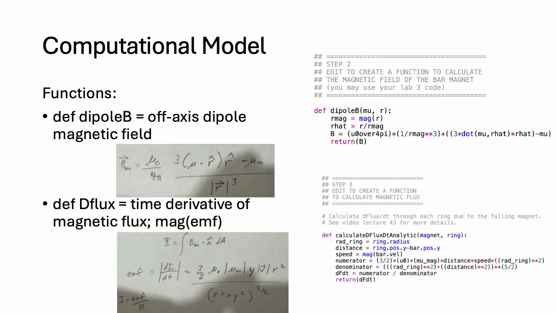And then the second function calculates the time derivative of magnetic flux, which is the same as the magnitude of EMF, which we later use to calculate the current for each ring. And that one was given from the pre-lab: EMF equals the time derivative of flux, which is equal to 3/2 mu naught times the magnetic moment times the distance y times speed times the r vector squared, all over r squared plus the distance y squared to the 5/2.